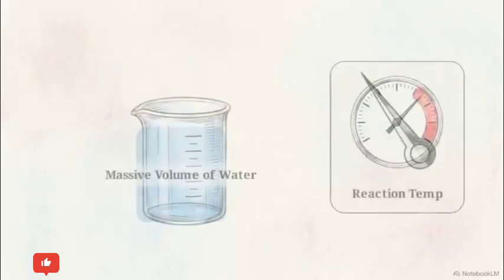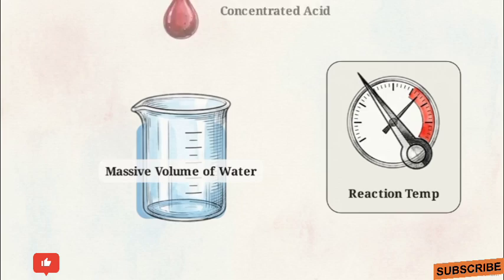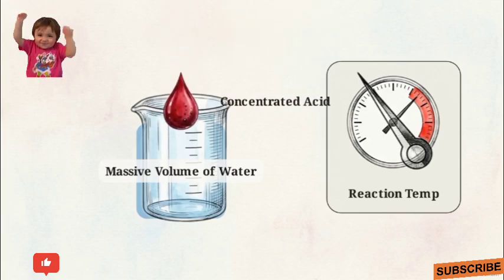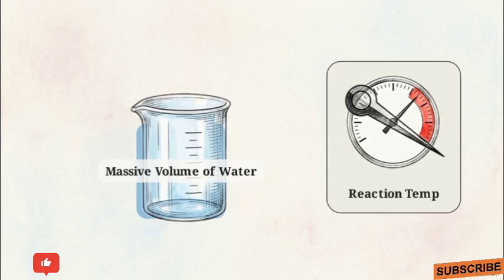Now let's invert the conditions to follow the correct protocol. We have a massive volume of water and a single drop of concentrated acid falling into it. Upon impact, the exact same exothermic chemical reaction occurs. The total amount of heat released at the surface is identical to the explosive scenario. But this time, we have a thermal heat sink.